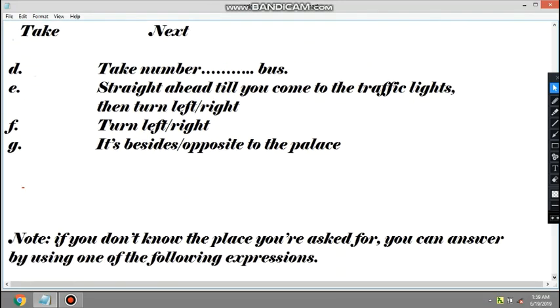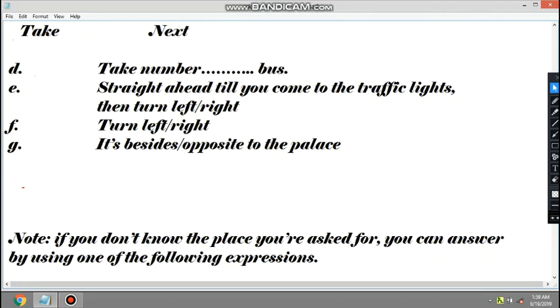For instance, could you tell me where the nearest bank is? You can say take number 35 bus. Could you tell me where the nearest bank is? You can say straight ahead till you come to the traffic lights, then turn right, or you can say turn left. Possible.